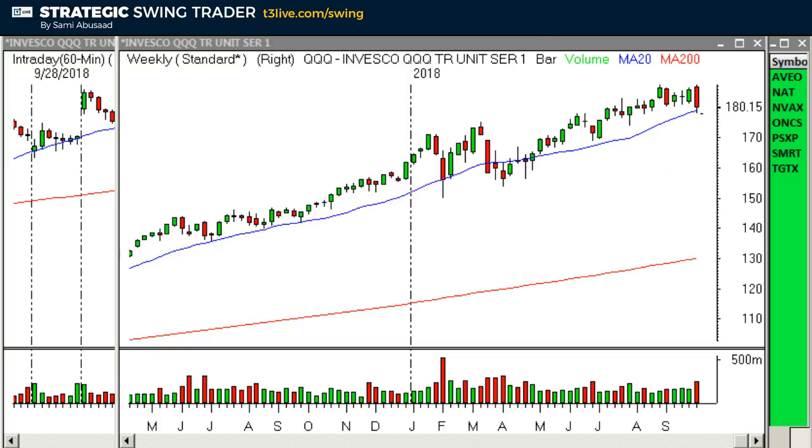The third scenario would be if we were to go sideways here without bouncing back up. And if we do that, then that rising 20 MA will start to flatten out and to curl and lead, which would lead to a breakdown. This is what's known as a transition C, which would be a short setup.